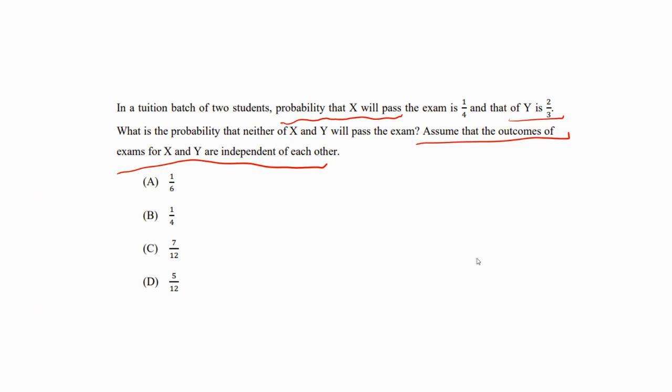Okay. So we have a question that we have a tuition batch and it just has two students. So we want to find the probability. We have been given some probabilities and we want to find it. So here outcomes of X and Y are independent, right? Independent means whether he or she will pass the exam does not depend on whether the other one is passing the exam or not. So how can we solve this problem? Because it's quite easy, so I just want to know this from you.